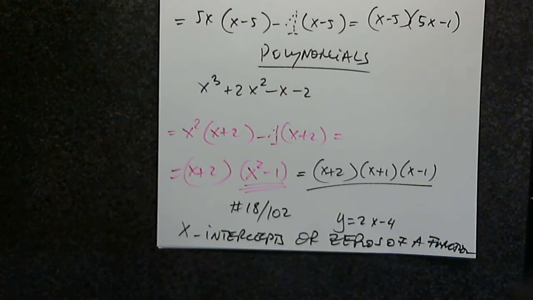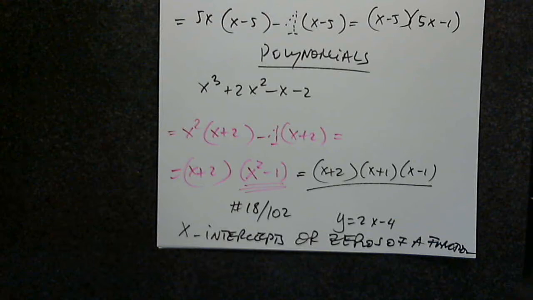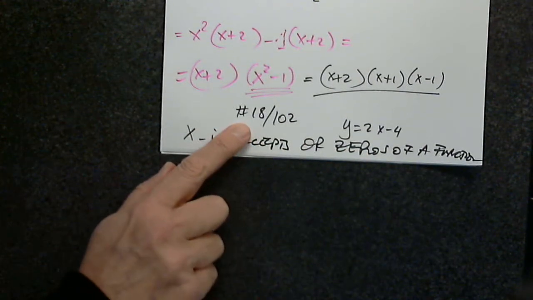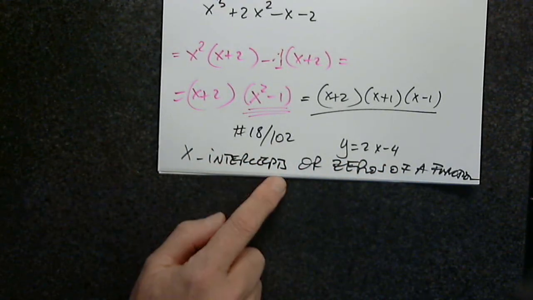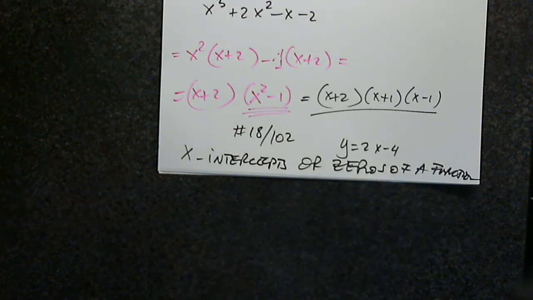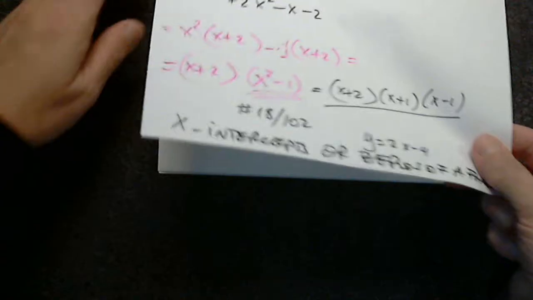Okay, so if you encounter anything else in my math, whatever, please bring it to class and we'll work on it, okay? So now I would like to move on. This is what I wrote for you here: we graphed problem 18 on page 102, y equals 2x minus 4, and the x-intercepts or zeros of a function mean the same thing. So now I would like us to go to review 1.2.